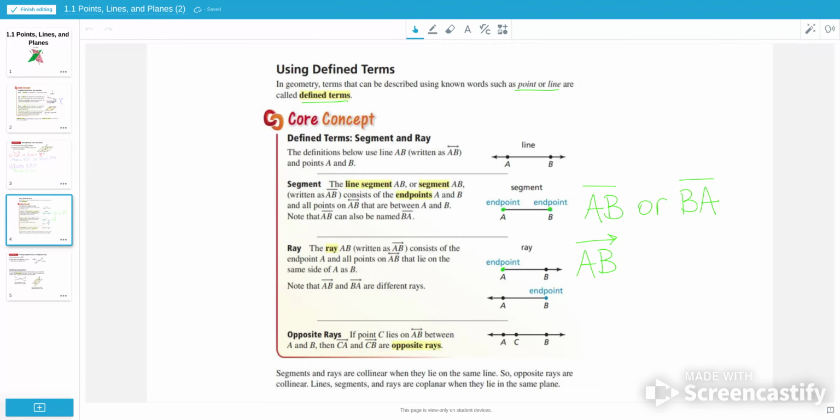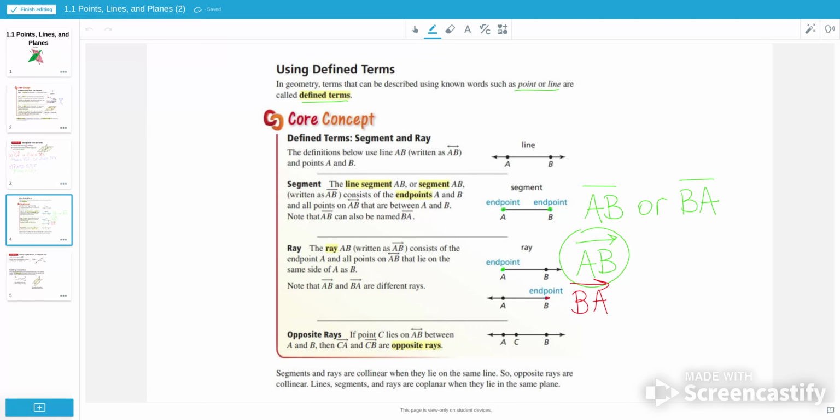And so that lets me know, if I wasn't given a picture, but somebody said, draw ray AB like that, I know that A is the starting point and B is the end that goes on forever. Same thing with the second one. When I name it, B is now my starting point, and A continues on forever. So these are not the same ray. It does matter the order that you write a ray.